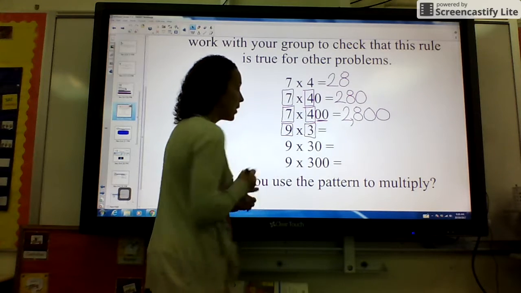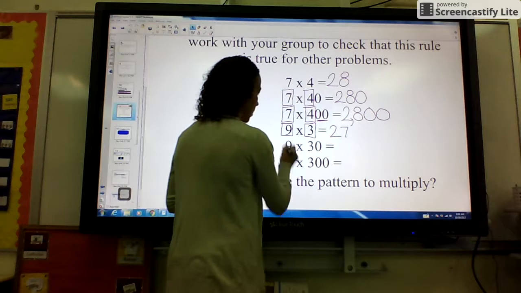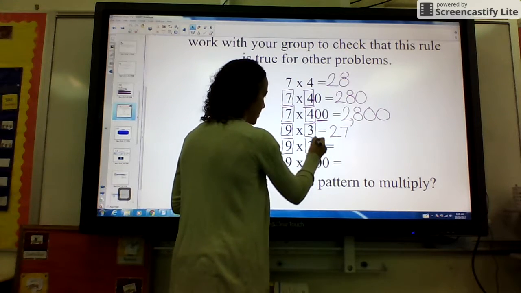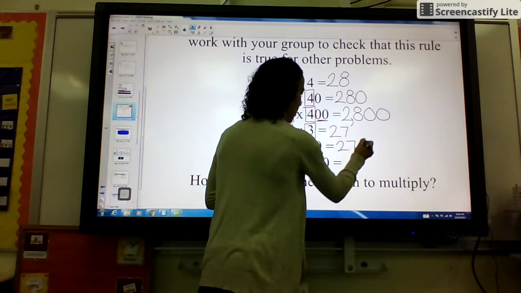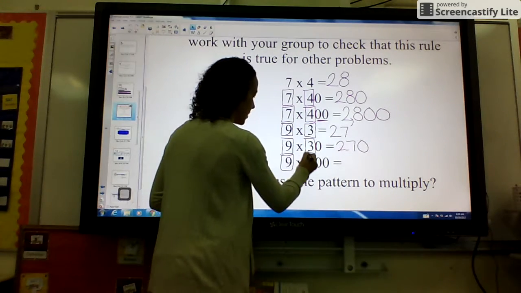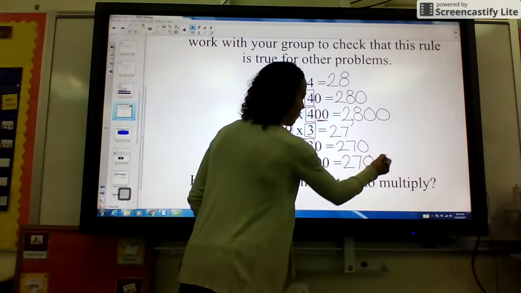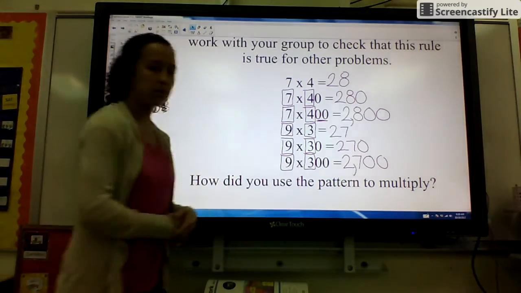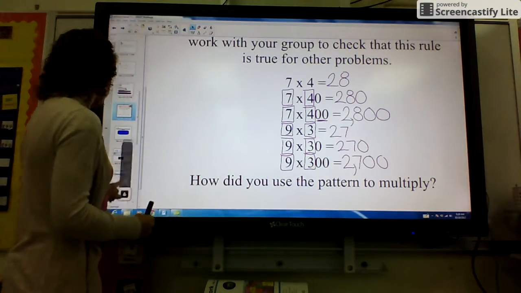So 9 times 3 is my basic fact. This is 27. I'm going to box my basic fact here. 9 times 3 is 27. And add a 0. And then I have my other basic fact. 9 times 3 is 27, but now I'm going to have my 2 zeros. So again, my pattern, 1 zero to 2 zeros.